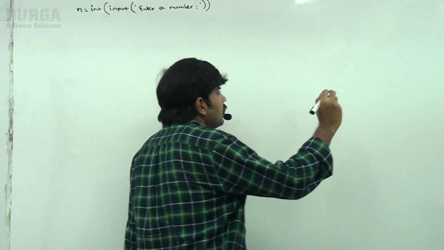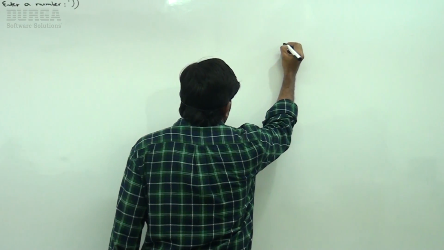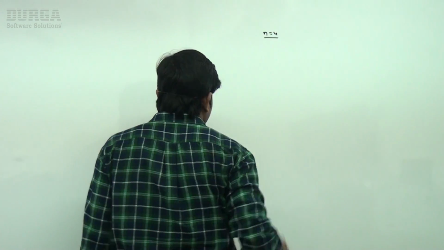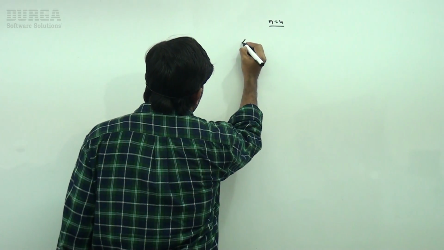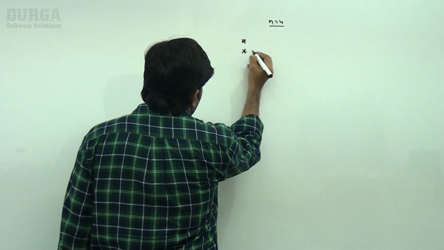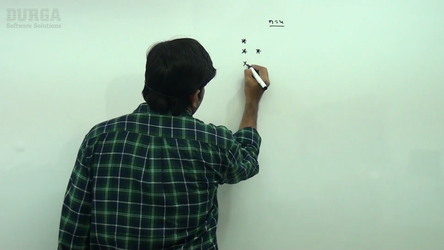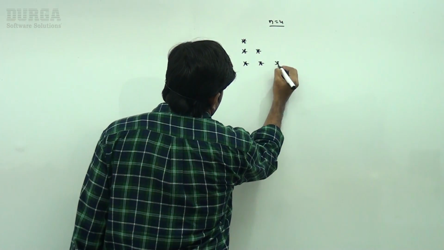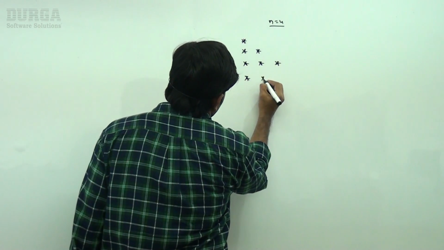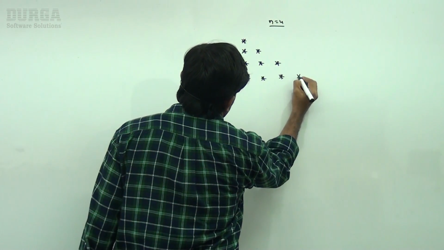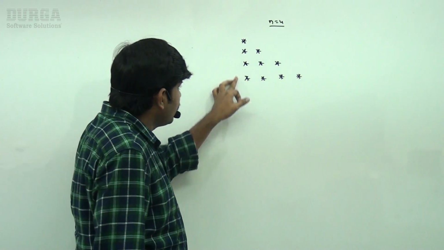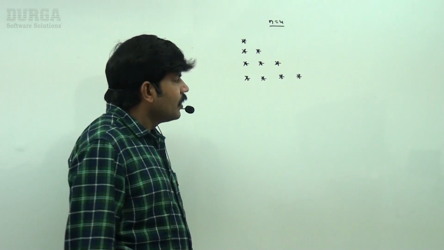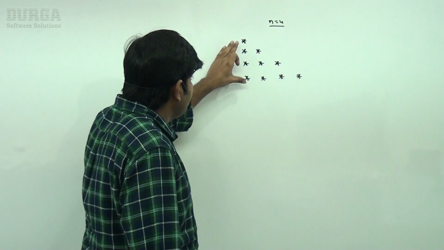Observe carefully. Suppose I take n is equal to 4. My requirement is, observe very carefully, n is equal to 4. Here, this is something like a right angle triangle. Are you getting? First off, this is something like a right angle triangle only. Now don't feel it is our required pattern.